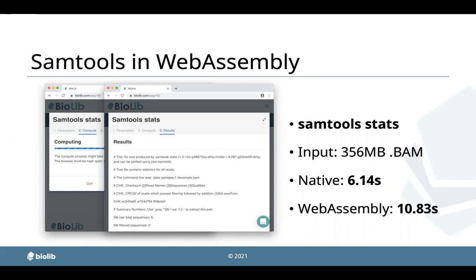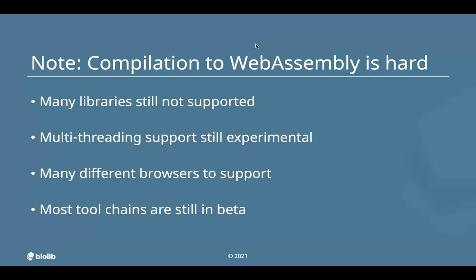to WebAssembly. What you see on the screen here is the command SAMtools stat running directly on a 350 megabyte BAM file, a genomics file, and producing the output. This runs directly in my web browser, client side. So this 350 megabyte file never left my computer. That's both nice for network bandwidth, but also really nice for data security. The speed is definitely slower, right? In this case, we're around 45% slower. But for most users, whether it takes 6 seconds or 10 seconds, it's not going to make a big difference to the day-to-day work. So overall, I think this is a very nice solution for the problem.